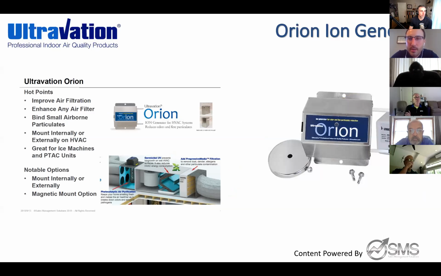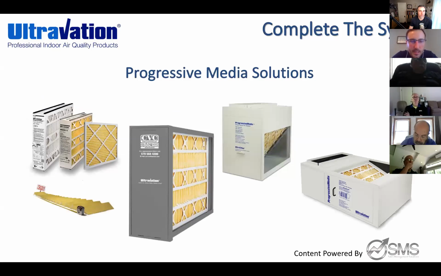Next is ion generator. We've kind of touched on this a couple times already, so I won't spend too much time on this, but this does mount right before your air filter and electrically charges the particles, allowing those to clump up and get caught by your air filter. Even if you have a not so good air filter, this will make that more efficient. And this is great for ice machines and PTAC units as well. I'll go ahead and move to the next.